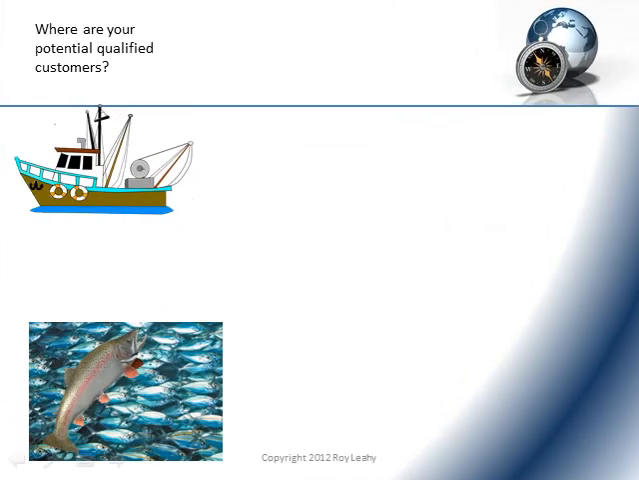I'm going to use a fishing analogy to illustrate these various stages in the process. First, you have to know where your potential qualified customers are. You don't want to be setting up a fishing operation in an area where there are no fish. Then you need to attract them.